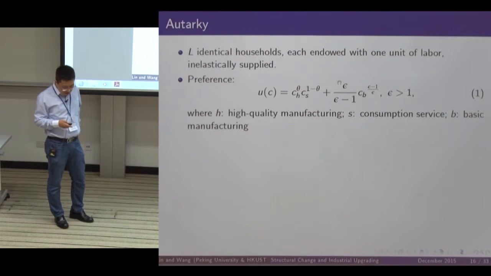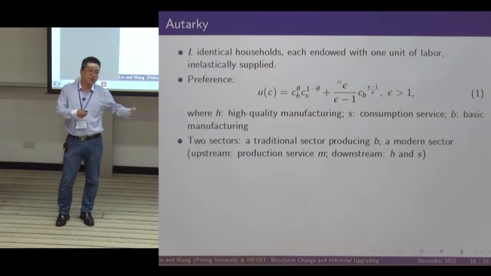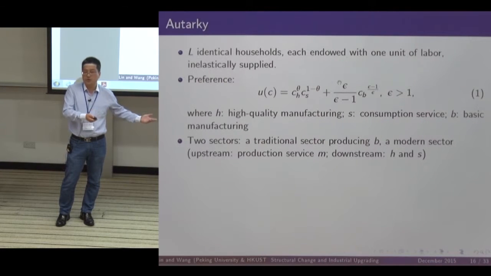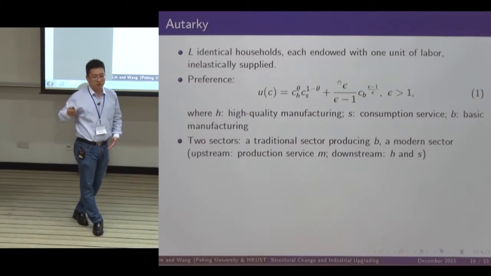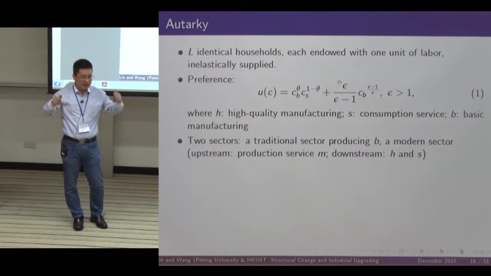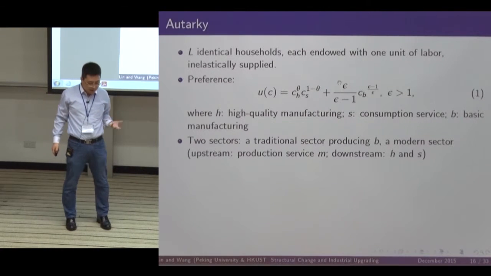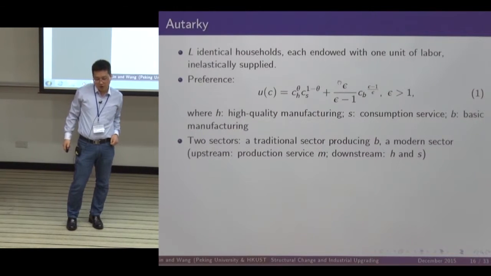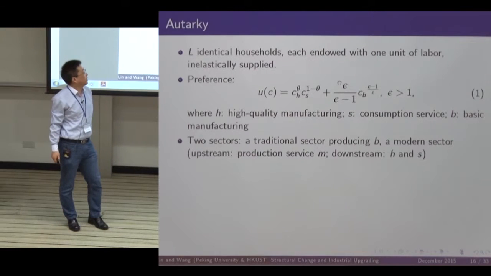Okay. So this is the preference, and imagine an economy which has two sectors: the traditional sector, which just produces basic manufacturing, and the modern sector. Within the modern sector, there is a vertical structure. There is an upstream production service, and there is a downstream, high-quality manufacturing. This is goods, imagine this is an iPhone, and also consumption service.